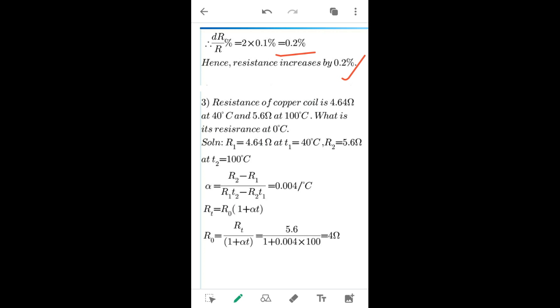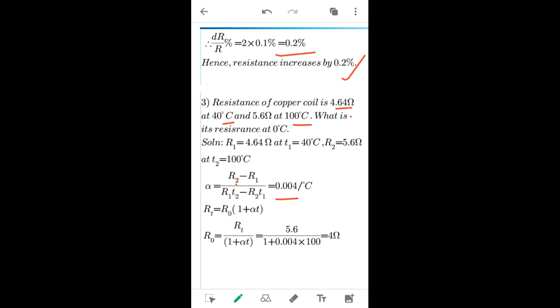So R1 is taken 4.64 ohm at how much is the temperature? 40 degrees Celsius, and R2 is 5.6 ohm for 100 degrees Celsius. So here we have to take the temperature coefficient of resistance. So alpha is equal to (R2 minus R1) by (R1 T2 minus R2 T1). When we substitute R1, R2, T1 and T2, we get this much of answer.